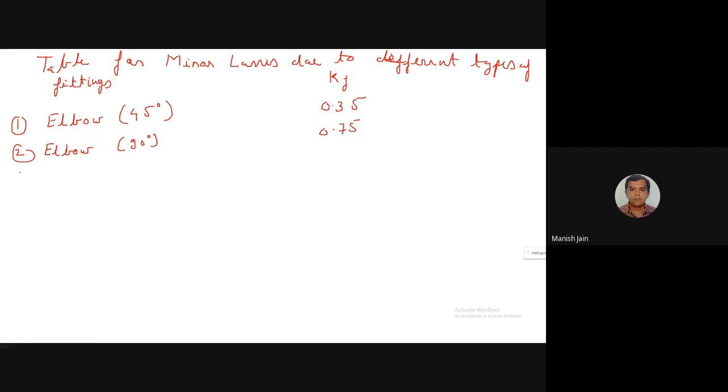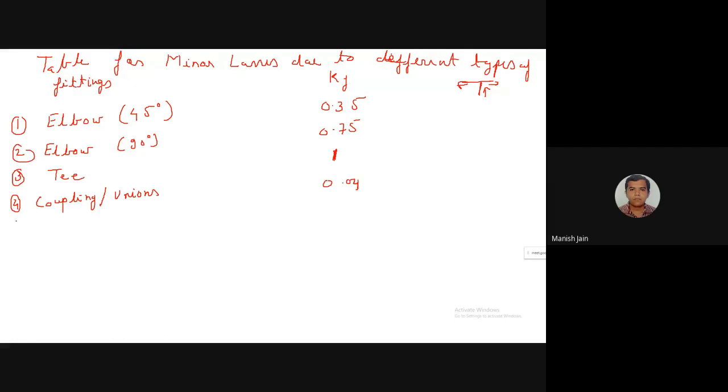Then the T is used to change the flow into two directions. Basically T is this type of channel where this is the inlet and these are the two outlets. So when you divide the flow into two different channels, the value of Kf is 1. Then couplings are used to join two pipes, couplings and unions. These are basically smooth joints, so you have the Kf value 0.04.